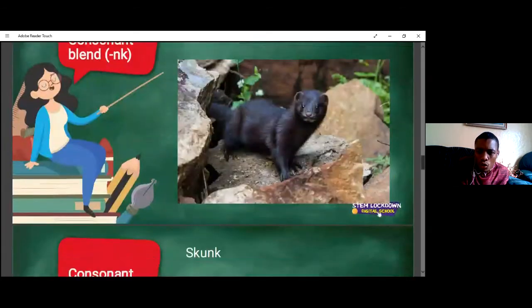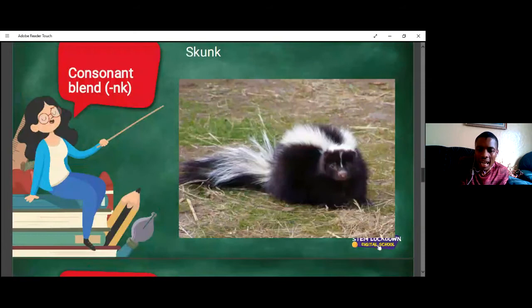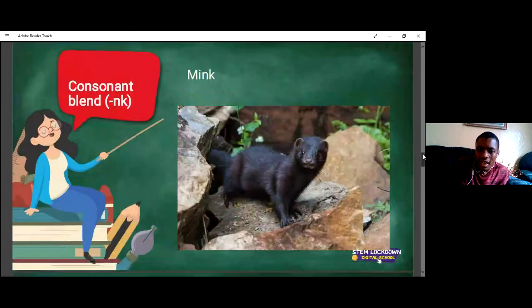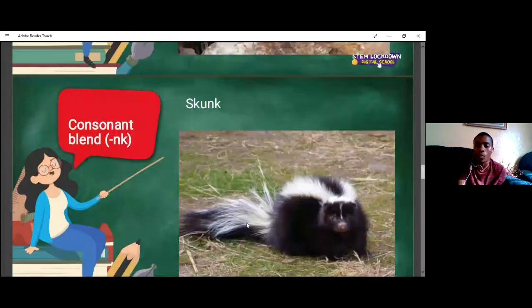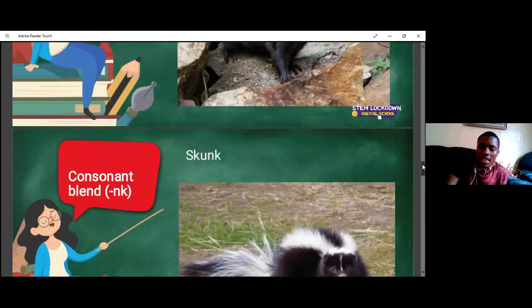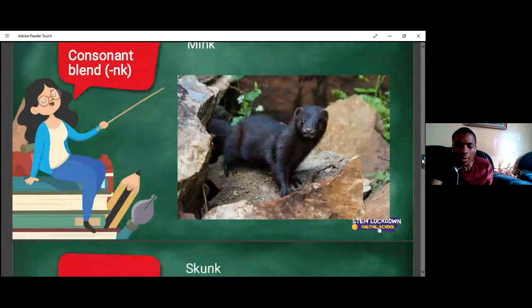You see that they almost look similar, but a skunk has white and black on its back, and it has a defense mechanism whereby it takes out a very bad smell or gas out of its behind to protect itself. That's why they always smell bad. A skunk does not smell really well because that's the way it protects itself.